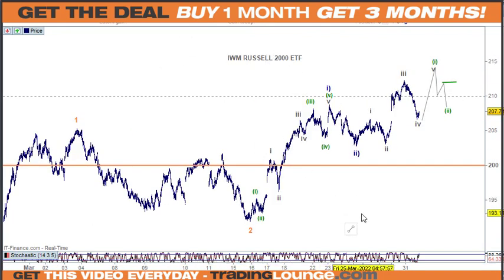The Russell, this is the ETF here, slightly different from the futures, but in a nutshell we're looking pretty bullish, I have to say, with 1 and 2 here. And then in this case I can count 1 and 2 here, and then 1 and 2 and 5 waves up here for 3, 4, 5 for the third wave.